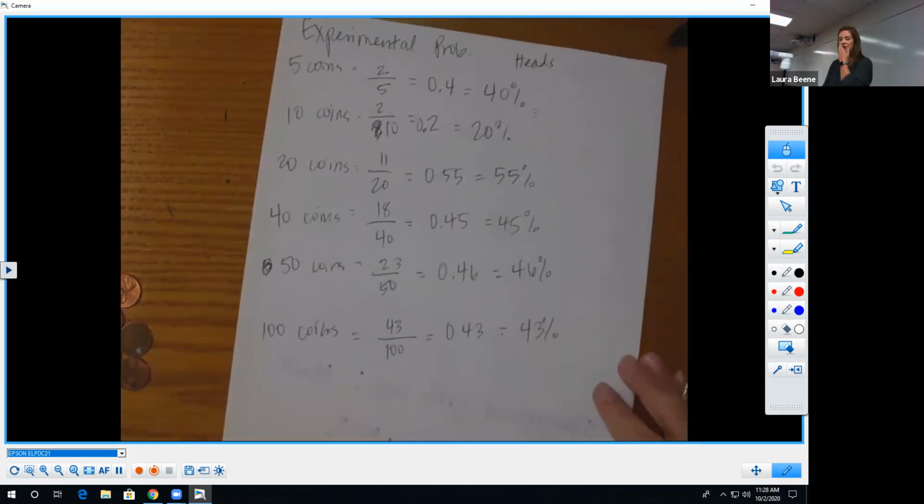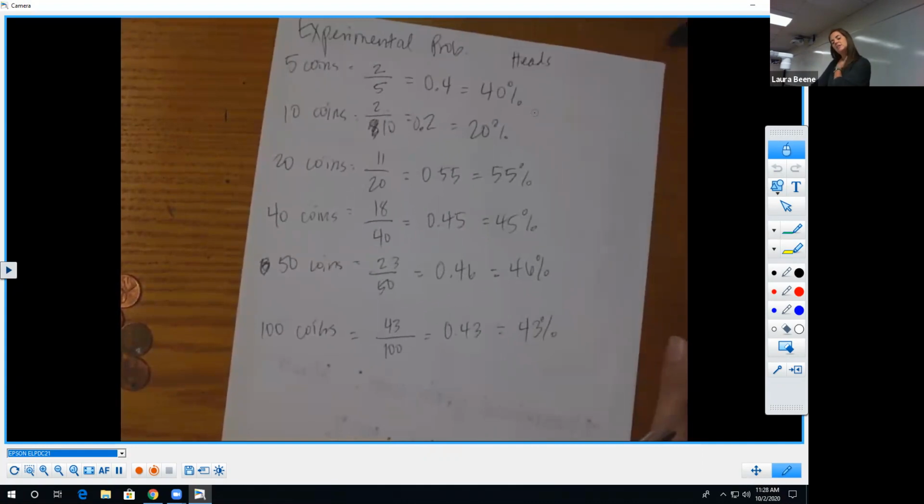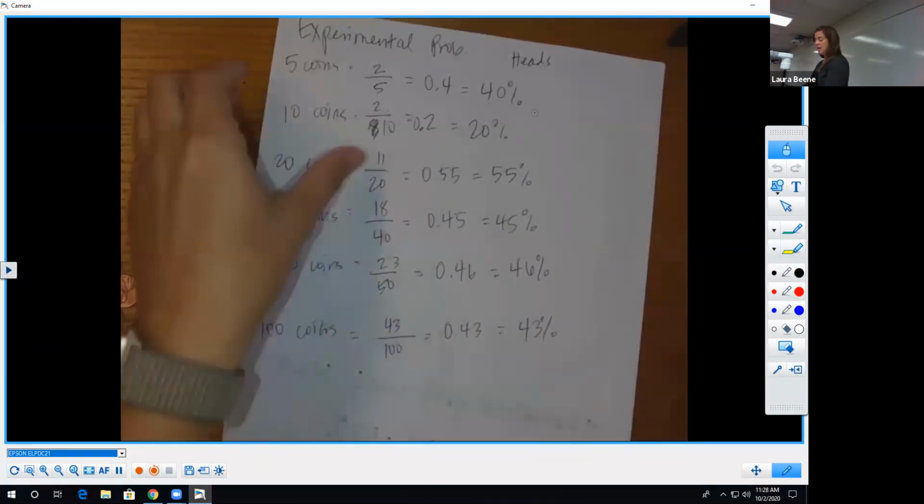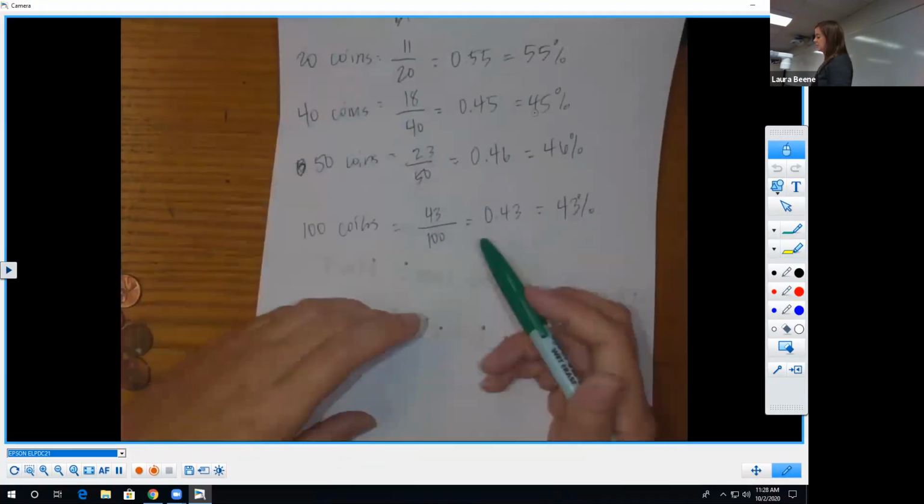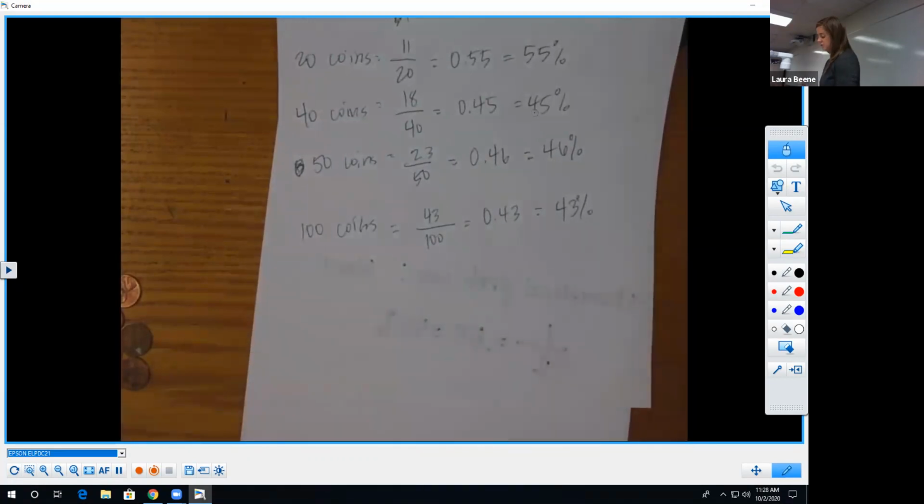Okay, so what I'm trying to show, and I feel like our data didn't really work well this time, but sometimes it does better than others, is what is called the law of large numbers.